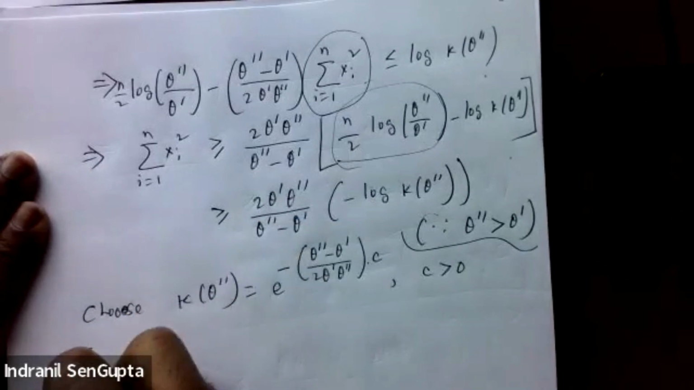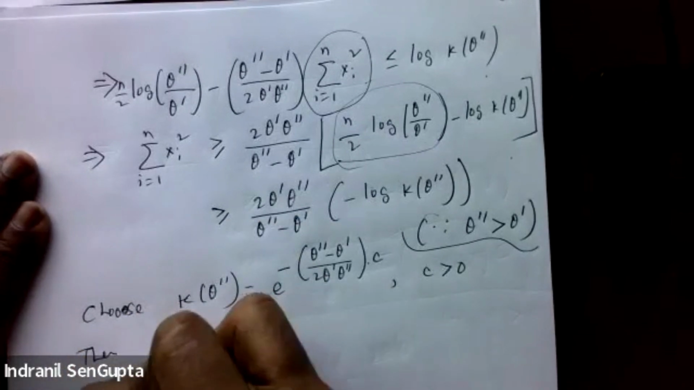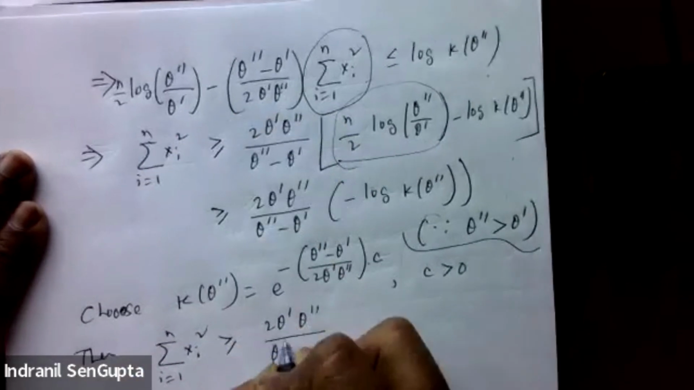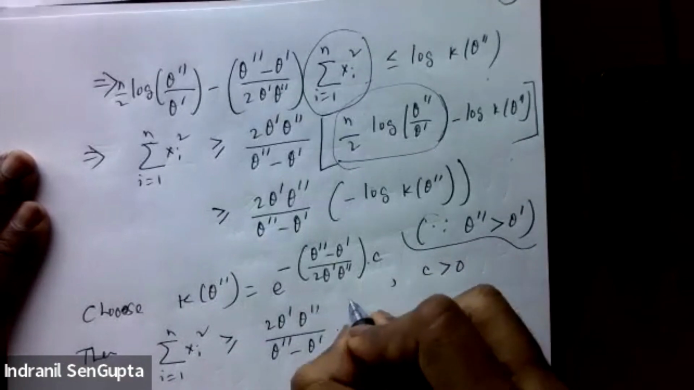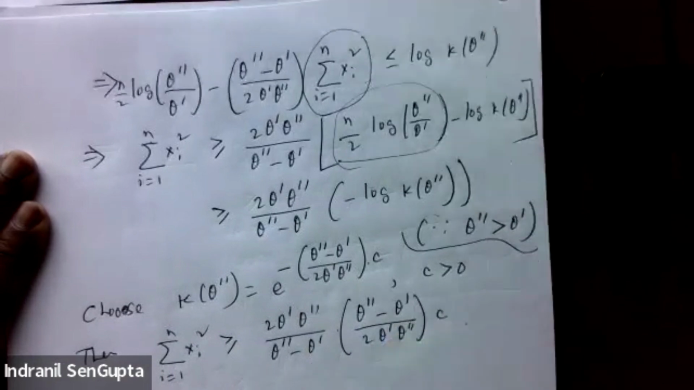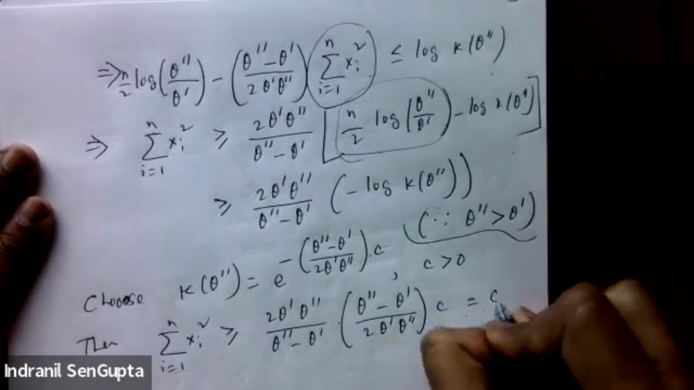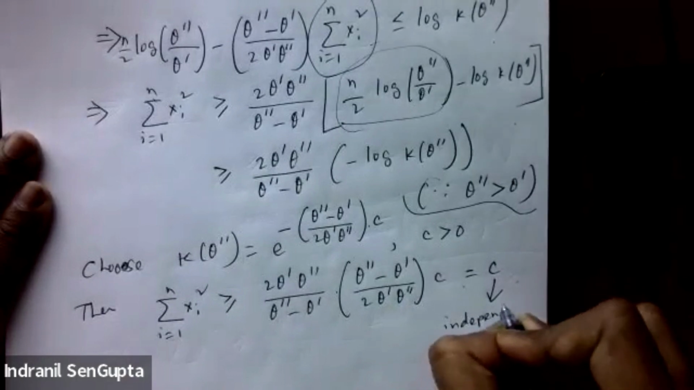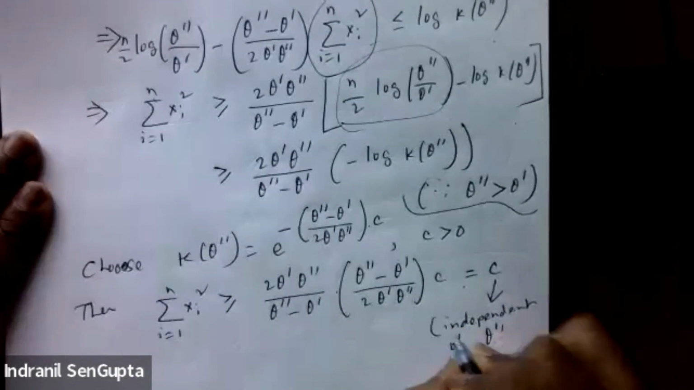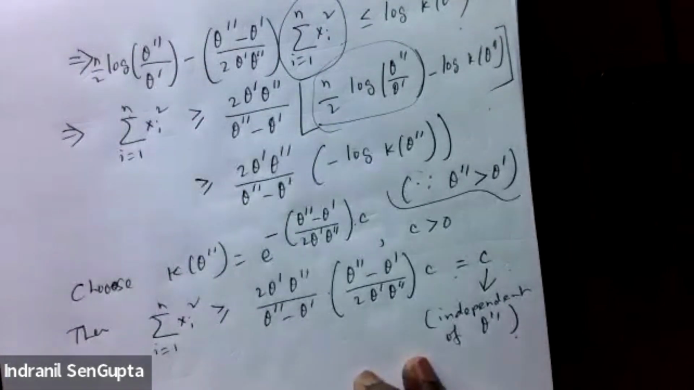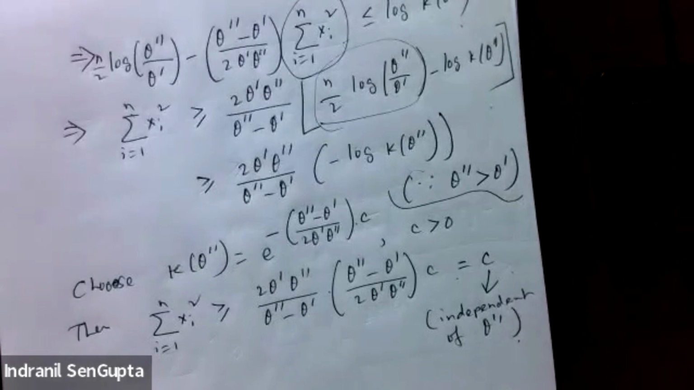Okay, so then this summation i from 1 to n of xi squared, I'm just copying this one, is bigger than or equal to, and then it becomes (theta double prime minus theta prime) over theta double prime times c, right? Which is really c, which is independent of theta double prime. Okay. So that's the motivation, or the idea behind this calculation. So we are trying to get a constant that is independent of theta double prime.